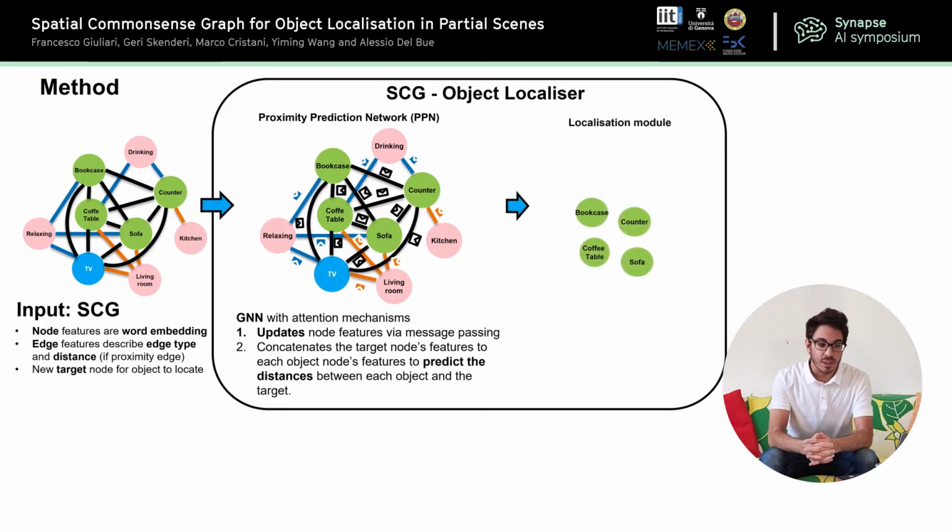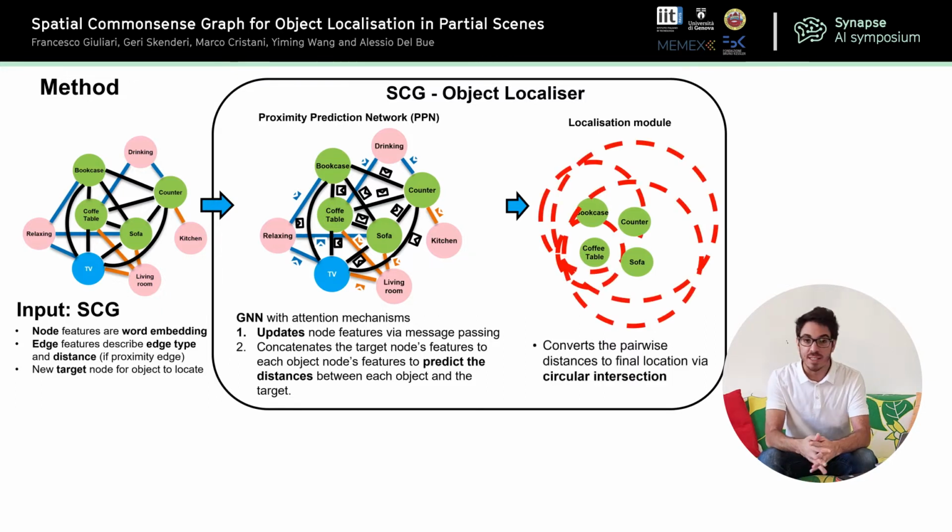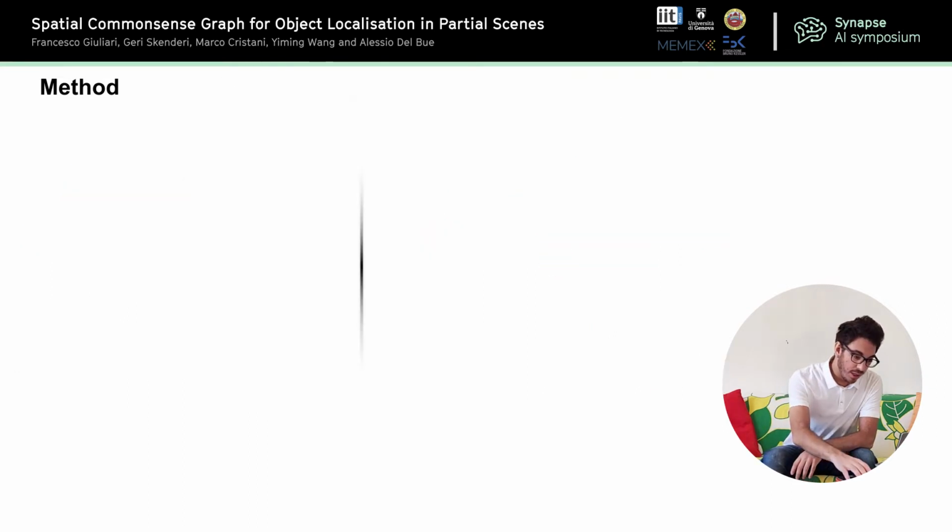The second part of the method is called the localization module. It takes as input the proximity distances predicted by the PPN, and it converts them into spheres around each object in the visible part of the scene, and then with spherical intersection, it tries to find a point where all these spheres intersect, and that will be our final localization.